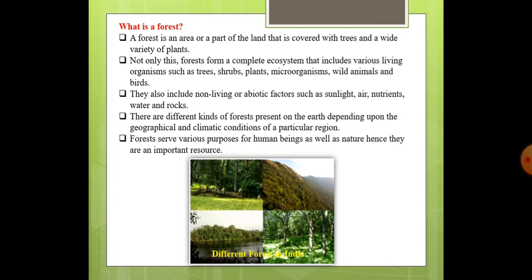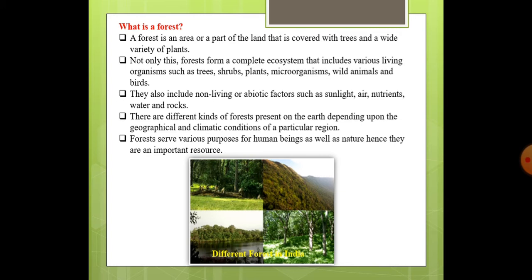Most of you might have seen a forest wherever you travel in a train, bus, or any vehicle. You come across a land where you see a huge number of trees covering that area. That is a forest. So a forest is an area or a part of the land that is covered with trees and a wide variety of plants.